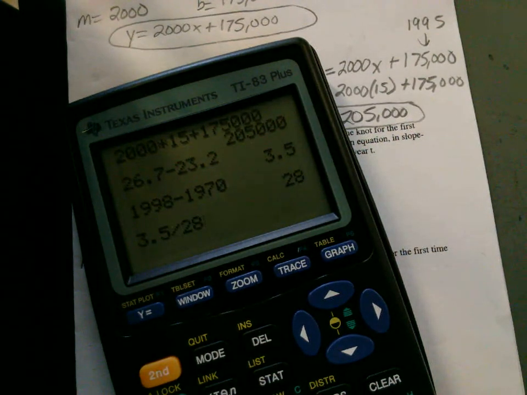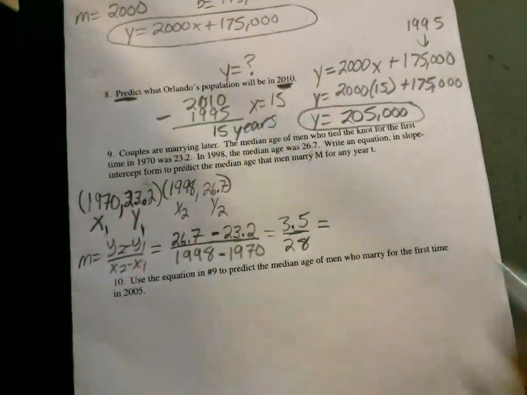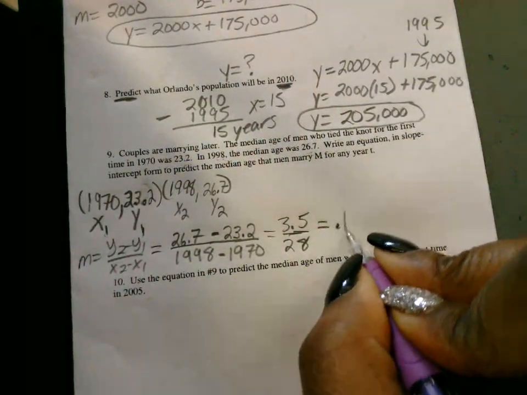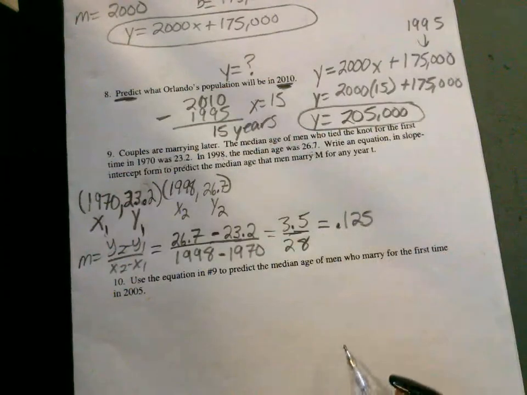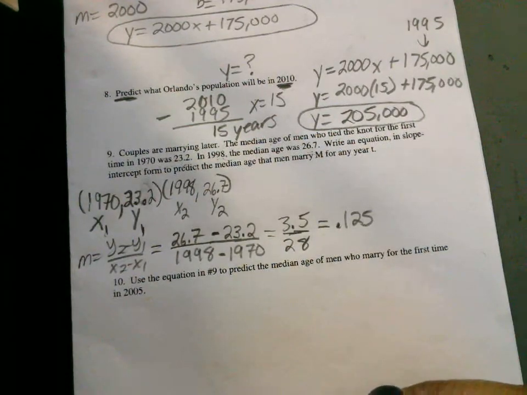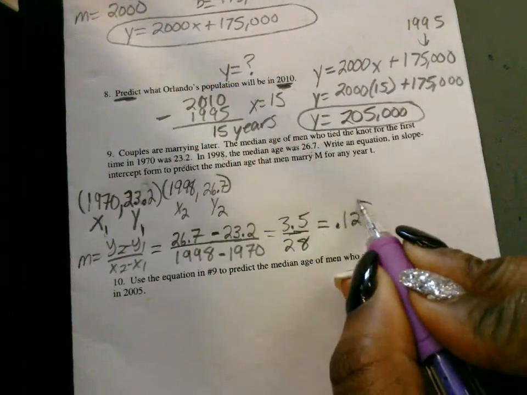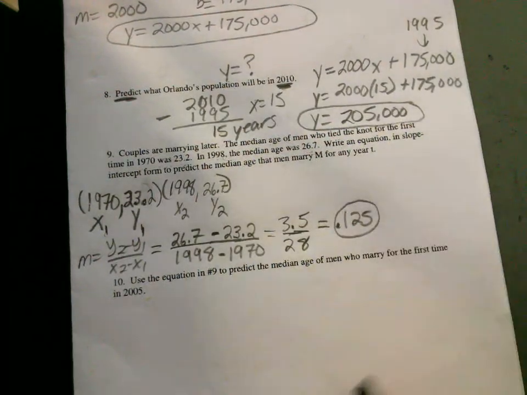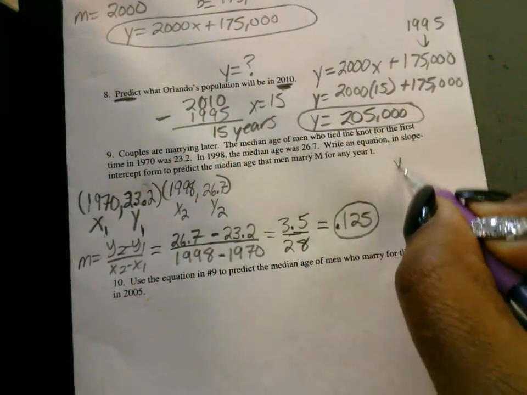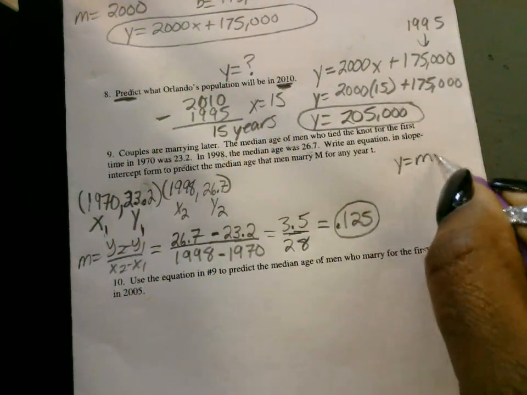And Tegan, you got that number? What's that number, baby? 0.125. Very good. Okay, so we got 0.125 per year. That's how much it's increasing per year. So not even a year, right? Part of a year. So this is my M. So now we want to find B. So we use Y equals MX plus B.